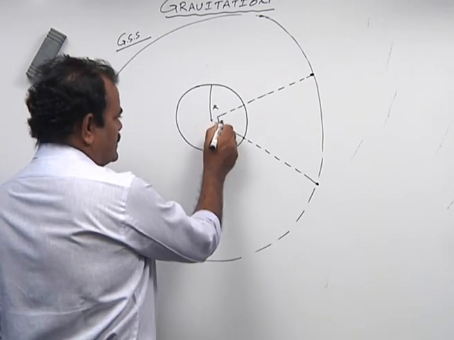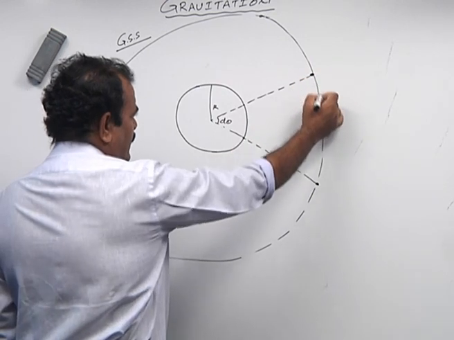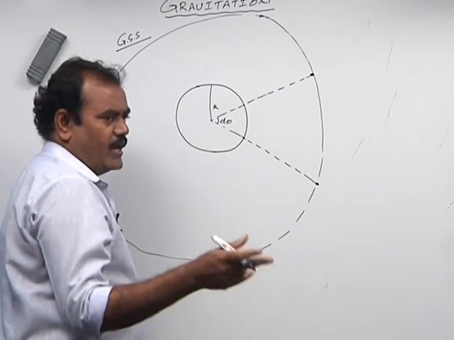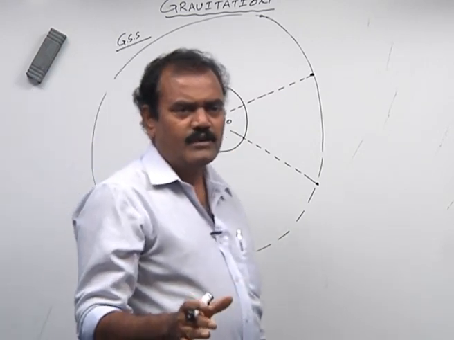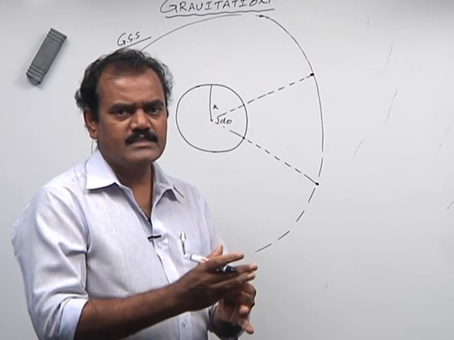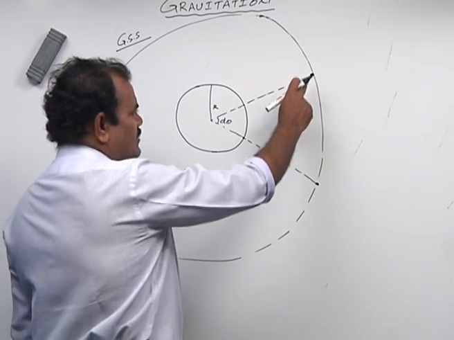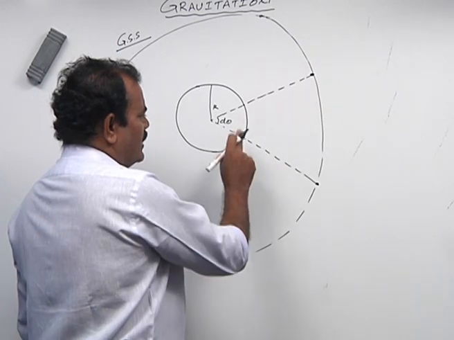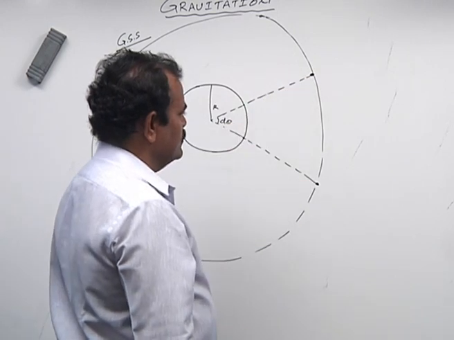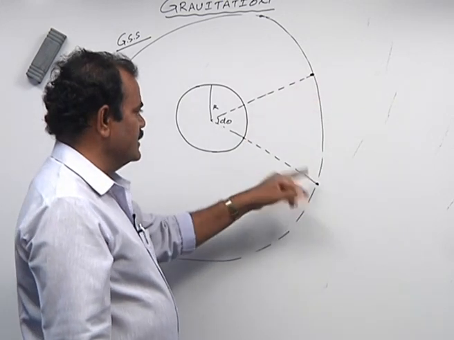Angular velocities are the same. This is the d theta. Here the angle covered by this particle and the angle covered by this satellite in that particular interval of time is the same. That's why angular quantities are the same. Angular quantities means the angular velocity, the angular displacement, the angular acceleration, all these are the same. But when you come to the linear quantities, the linear velocity is more for the GSS when compared to the linear velocity of Earth. Linear velocity is more for the GSS, it will be around 3.1 kilometers per second.